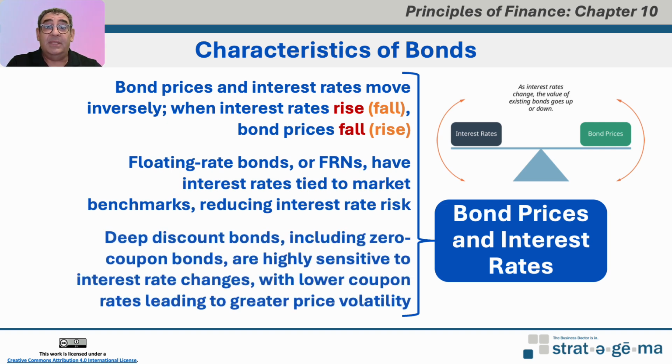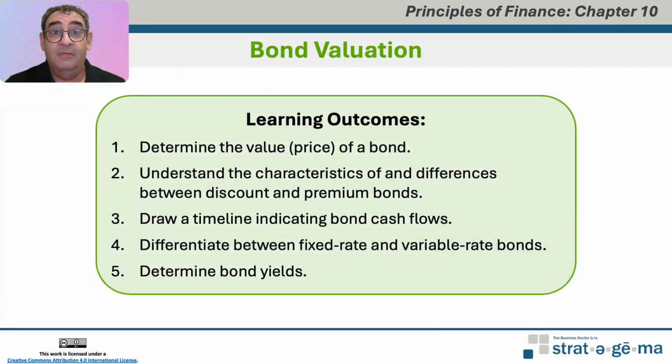There are also deep discount bonds. Again, zero coupon bonds are deep discount bonds. They're highly sensitive to interest rate changes, and their lower coupon rates lead to greater price volatility. My example of paying $900 for a $1,000 bond that doesn't pay any interest is probably too high. You might pay $700 or $800 for that bond, and the rest is made up on capital appreciation in the end. All right, now it's time for the fun stuff, valuing bonds.